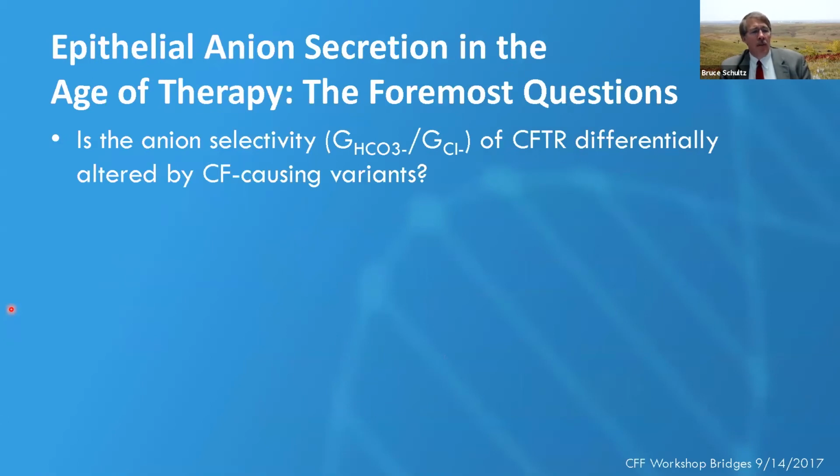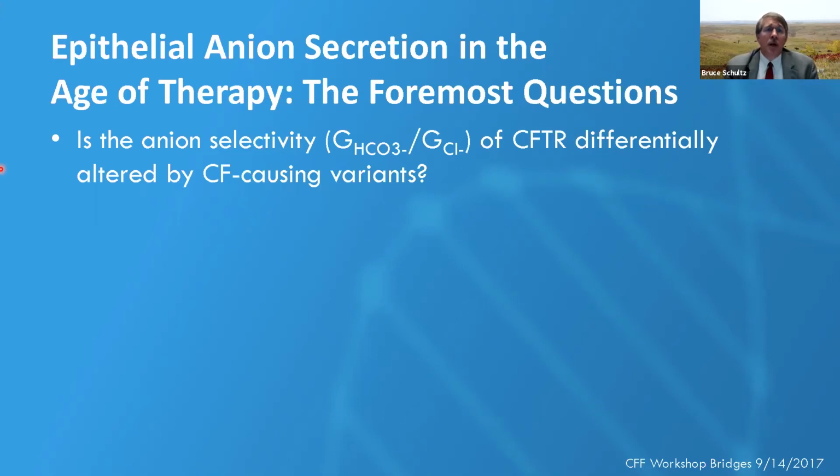Ultimately, I thought that Bob did an elegant job of bringing a bunch of observations together and really distilling down what we need to know about bicarbonate and chloride permeability in cystic fibrosis. And the fundamental question that he asked was, is the anion selectivity ratio, the relative amount of conductance attributable to bicarbonate and chloride, does that differ depending upon what CFTR variant, and especially CF-causing CFTR variants, are being assessed?